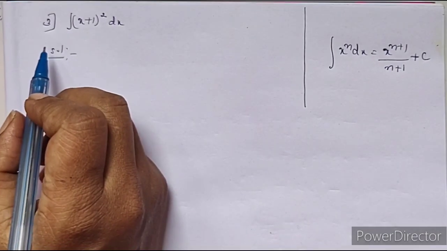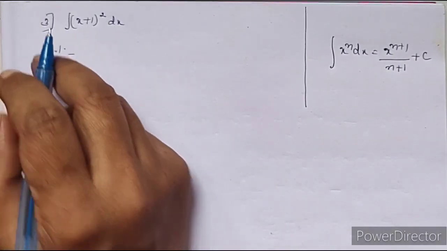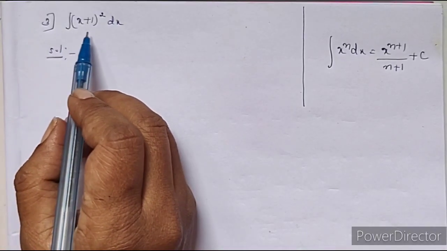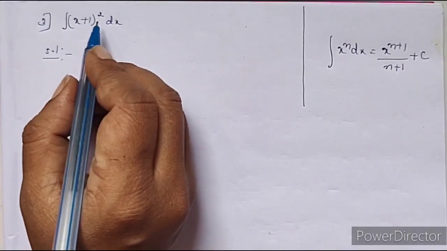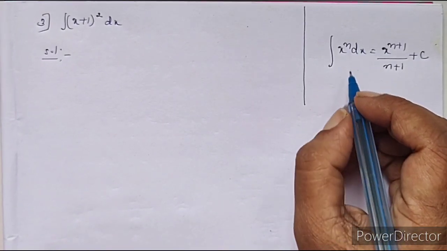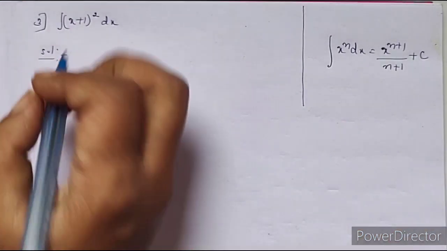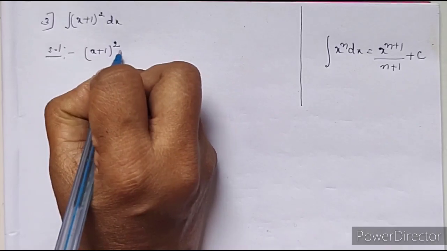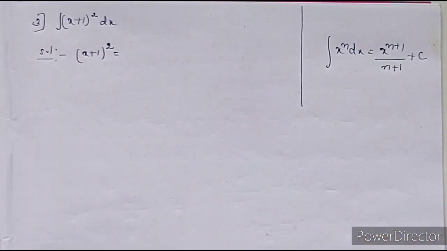Now we shall integrate the third integral, that is integration of (x plus 1) the whole square dx. We know that the standard formula is for x to the power of n, but here you have (x plus 1) the whole square. So first we need to simplify (x plus 1) the whole square in terms of x to the power of n, x raised to some power, and then we shall apply the rule of integration.